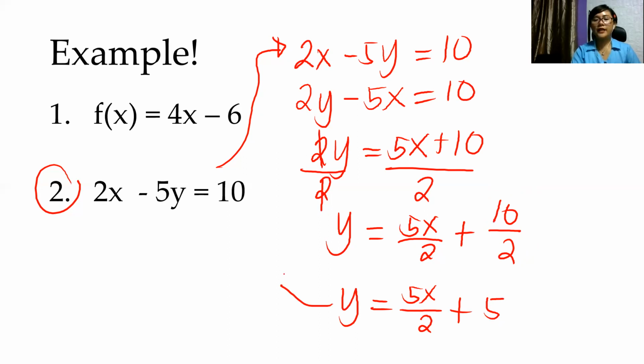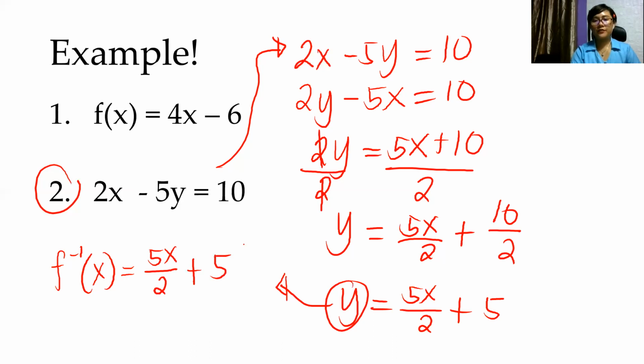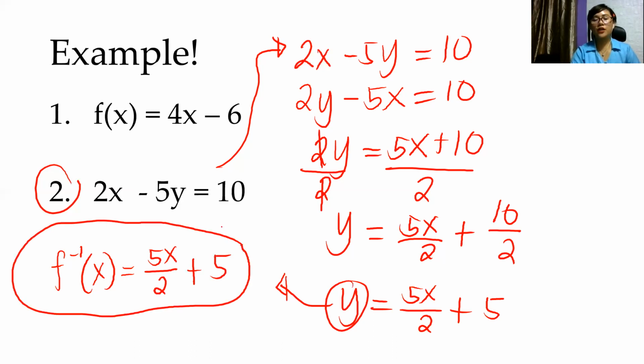Therefore, for the last step, we change this with the inverse function notation. So we have here f raised to negative 1 of x is equal to 5x over 2 plus 5. So this is now your final answer for number 2. Okay? I hope that you really follow the steps so that you will be able to find the inverse of this particular one-to-one function given here.